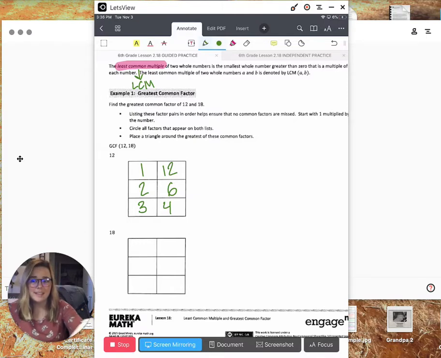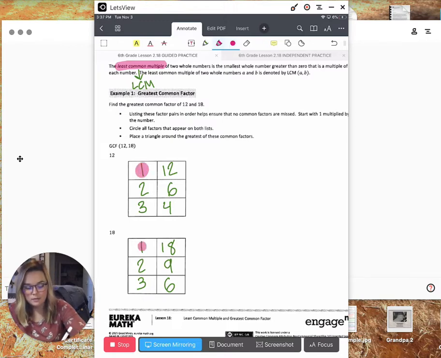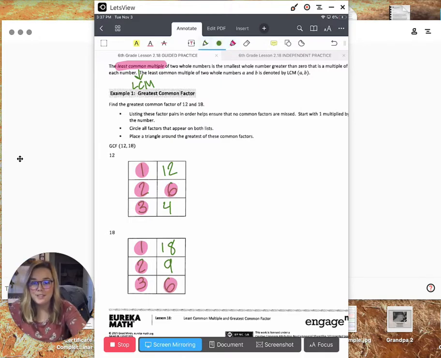Now let's look at 18. We have 1 and 18, 2 and 9, 3 and 6, because 1 times 18 is 18, 2 times 9 is 18, and 3 times 6 is 18. It says to circle all of the factors that appear on both lists. So we have 1, 2, 3, and 6. Those are all common factors of 12 and 18.